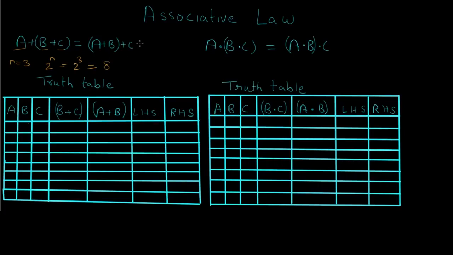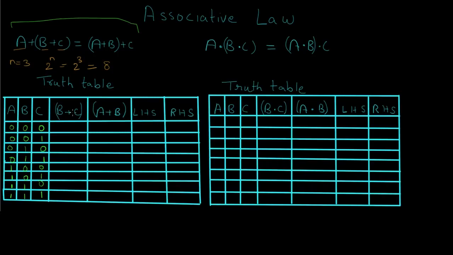Now let's start proving the first expression. This is our first expression: a or (b or c) is equal to (a or b) or c. So let's first fill in the input variable values. For the first variable a, I write 4 times 0, then 4 times 1. For the next variable b, I write 2 times 0, 2 times 1, again 2 times 0 and 2 times 1. For the last variable c, I write 0, 1, 0, 1 alternately. And this covers all the possible variations of input values.